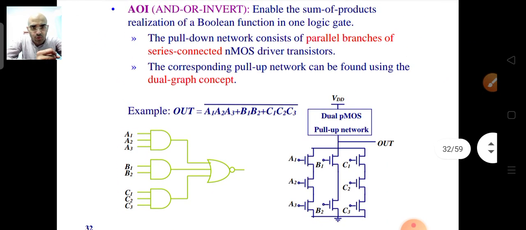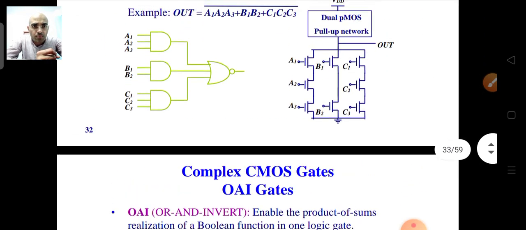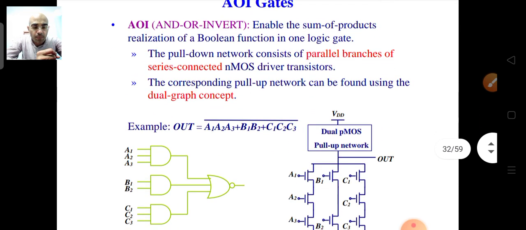As you know, the pull-up network is the dual of this pull-down network. So first of all we'll try to draw the schematic for our pull-down network, and then the pull-up network will obviously be the dual of it. Following the same procedure we have discussed for the stick diagram, you can draw the stick diagram of the circuit as well.